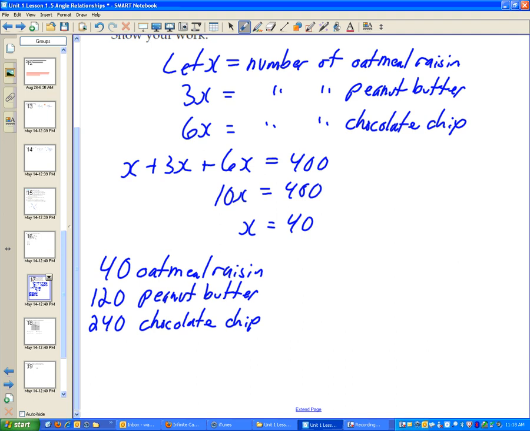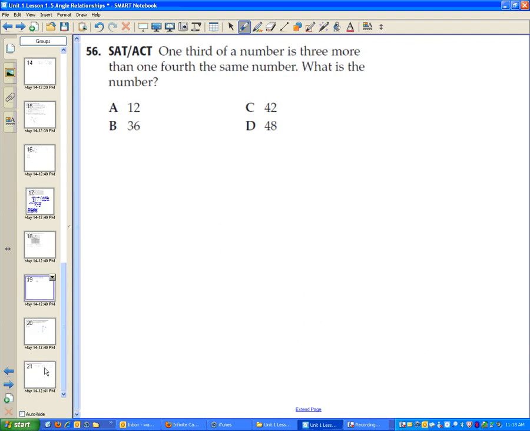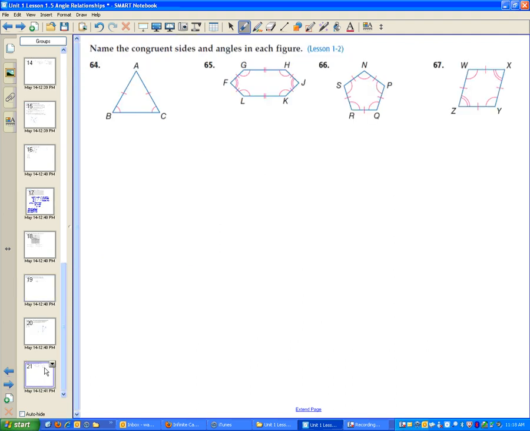So once you get this one set up, it's not very difficult. It was just confusing to set it up. Any questions on 54? All right. From the ones you did last night, what else would you like for me to work with you? Okay. Let's take a look at these. Because you guys know how to answer these, I think you just didn't understand what they were asking.